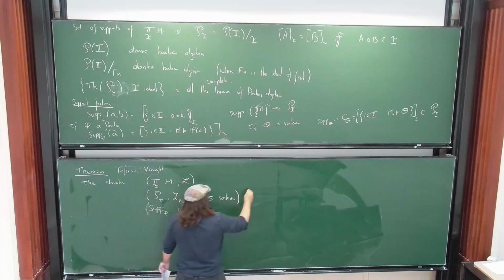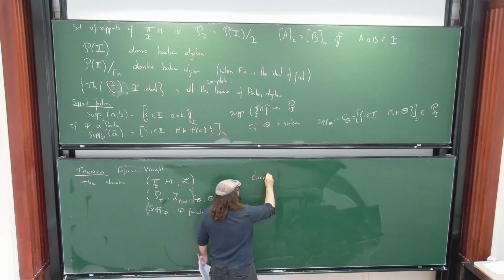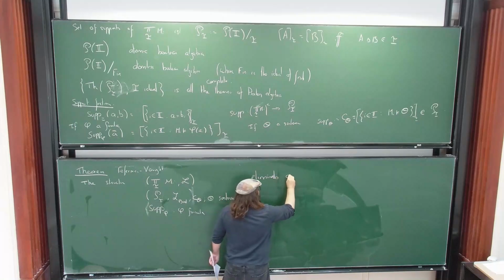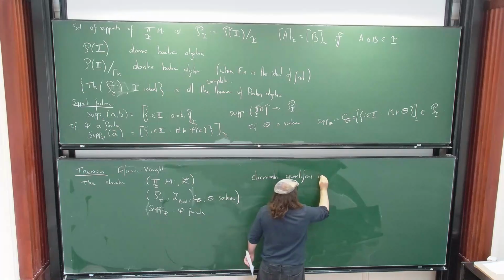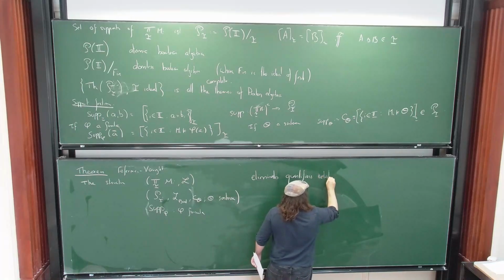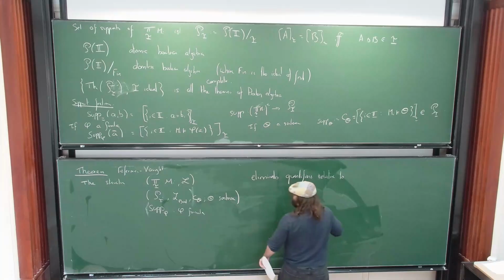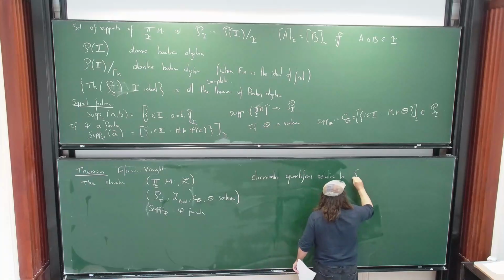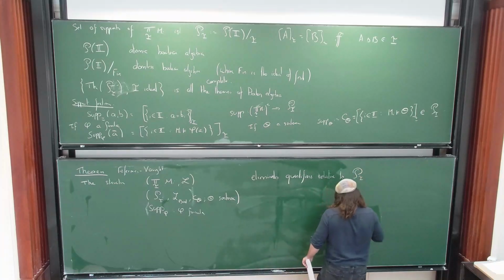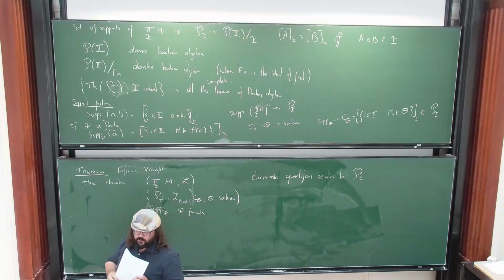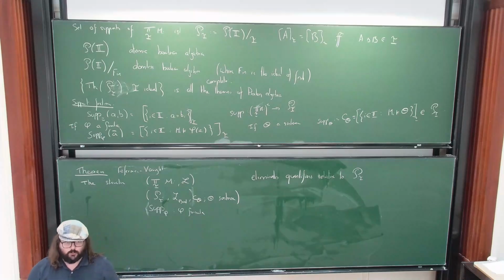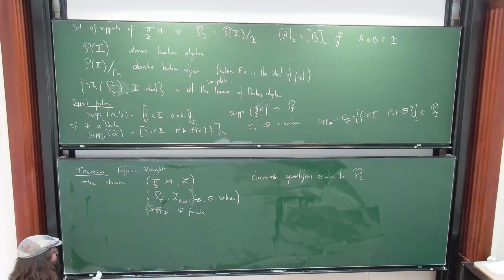Well, eliminate quantifiers. Quantifier in relative to the Boolean algebra. So, okay, Feferman-Vaught insists also a lot about algorithmicity, that you can find an algorithm which tells you how to do that. Here we don't need it, I just need the quantifier elimination results.